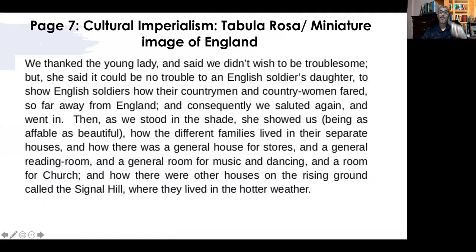And I'm going to explain some of the concepts that have to do with imperialism here, ladies and gentlemen. The first concept is cultural imperialism, okay? And tabula rasa, that I will explain later, and a miniature image of England. Let me explain this, ladies and gentlemen.